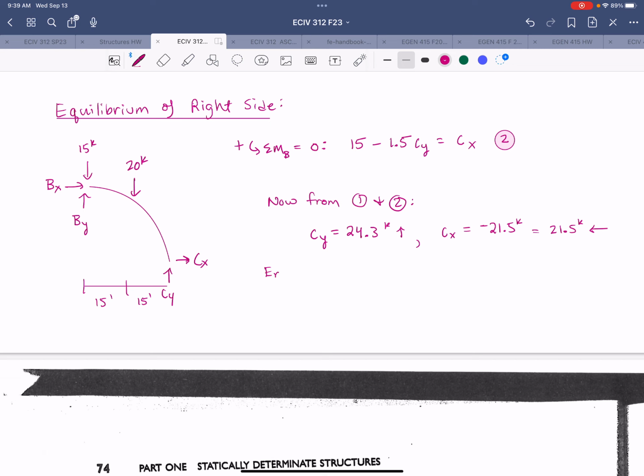And then going back to the entire structure. All right, from summing forces in X and Y, we would get AY is 25.7 kips and AX is 21.5 kips to the right. So pretty straightforward solution. You just have to remember to break it apart at the hinge, and then you're going to have two equations and two unknowns.